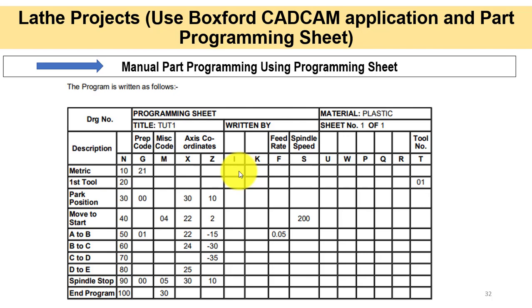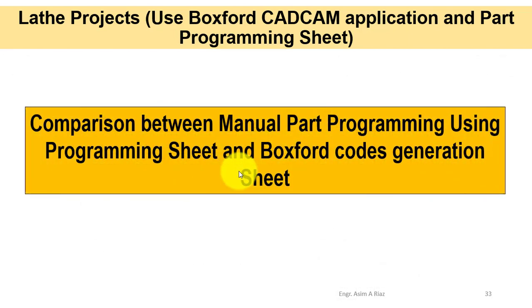This is the manual part programming using the programming sheet. You have to write the codes manually, and then you have to compare the manual part programming using the programming sheet with the Boxfort code generation sheet. If there is any difference between these two sheets, you can write it in the comments, or you can write it in your conclusions.